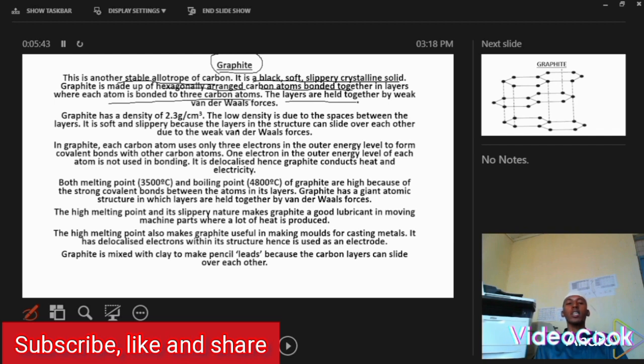The layers are held together by weak van der Waals forces. We're going to see the diagram. Graphite has a density of 2.3 grams per cubic centimeter. The low density is due to the spaces between the layers. It is very soft and slippery because the layers in the structure can slide over each other, due to the weak van der Waals forces.